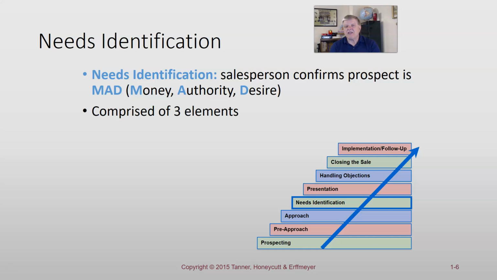So needs identification is critical, and what we use and what we're going to teach is the SPIN method, S-P-I-N. S is for finding out what the situation is, P is finding out what the problems are, I is implications, what are those problems causing, and N is need-solution: how can I help you solve those problems? It's all asking questions, it's not telling.